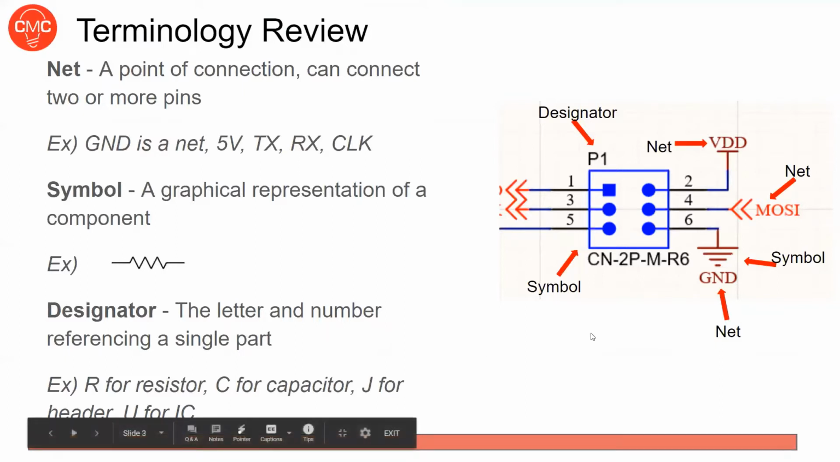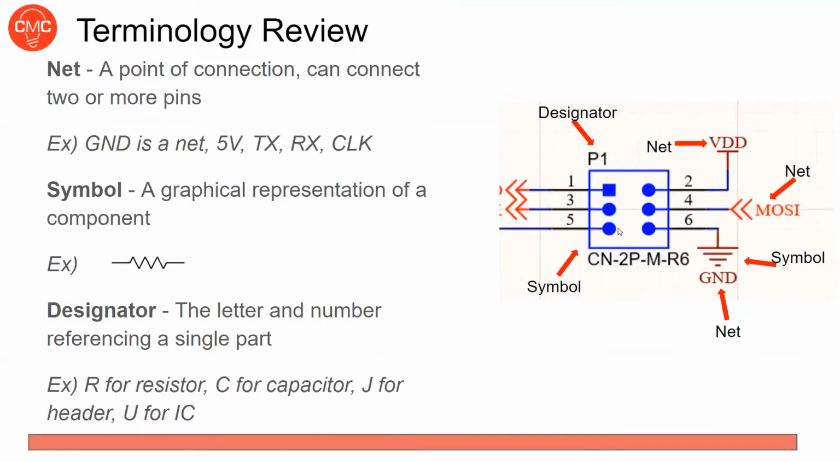And so just some examples, this whole thing is a symbol right here. It's a symbol for a 6-pin header. This is a designator, P1. This is a net. This is a net, so VDD and ground will both be connected to a lot of things, but it's all just one net. MOSI is probably only connected to one other thing, but it's just one net. This is a ground symbol. So those are just some examples of nets, symbols, and designators.